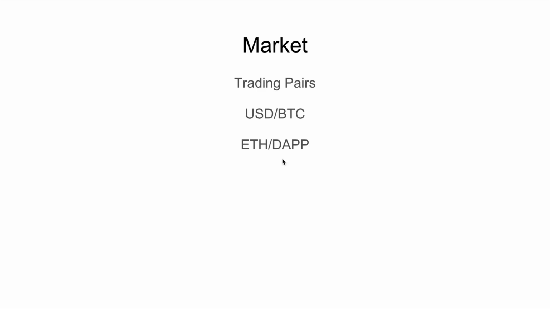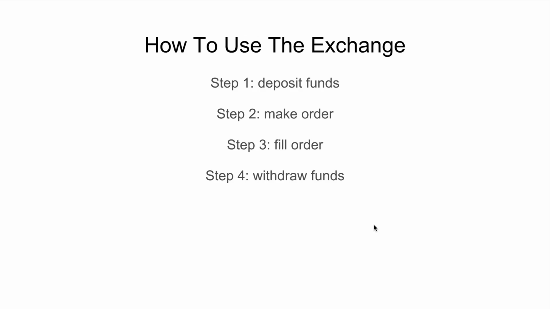We're going to use a fictitious token called dApp token, which we're going to build in our capstone project as well. And this is going to be our main trading pair. Ethereum's native cryptocurrency, ETH or Ether, we're going to be trading with for dApp tokens. And it's going to be an ERC20 token that's going to be the central token for our exchange. All right. So how are users going to use the exchange?